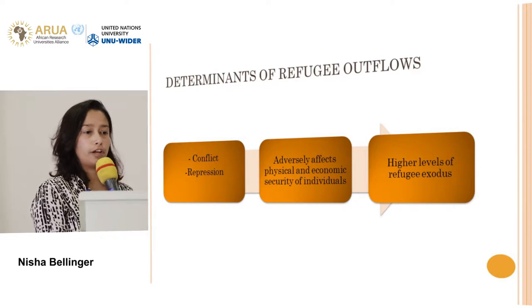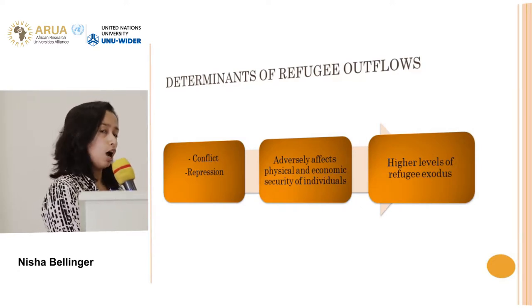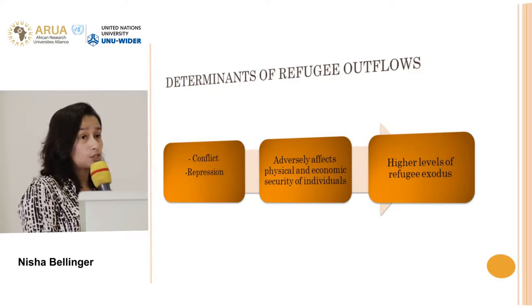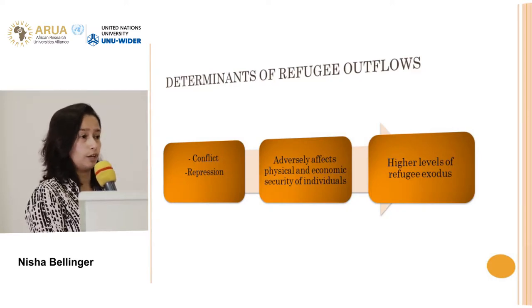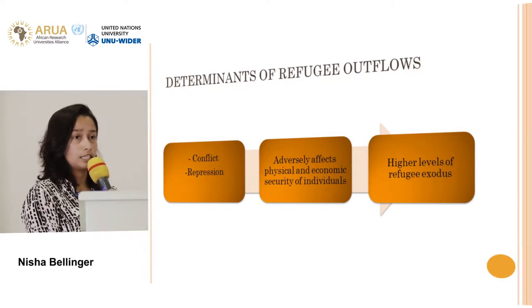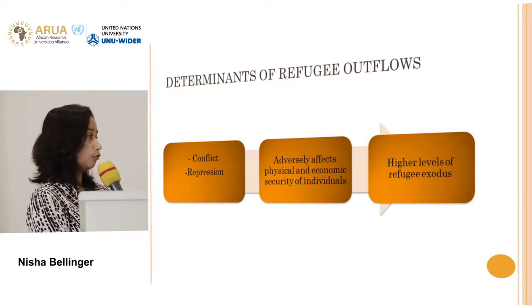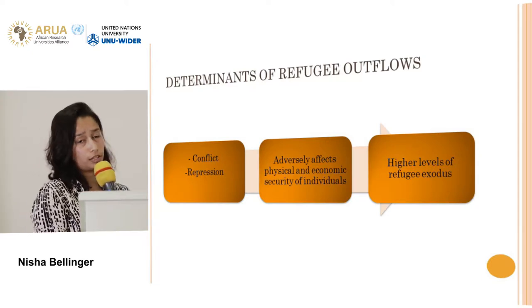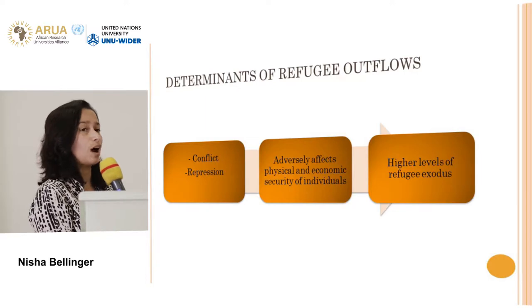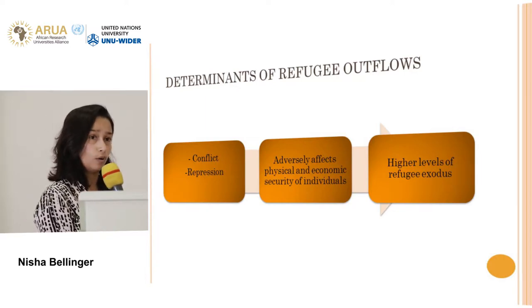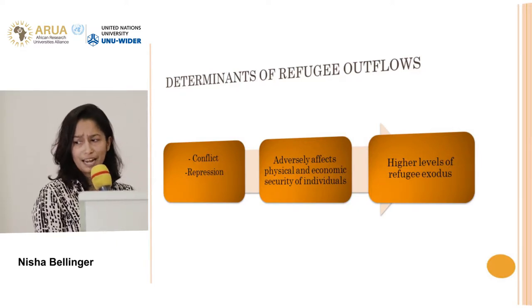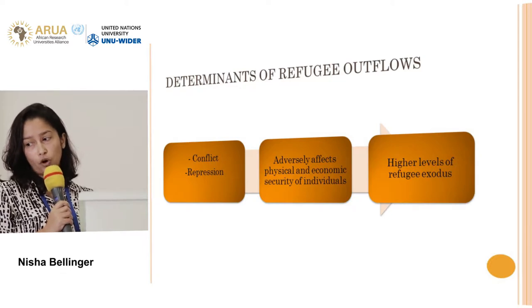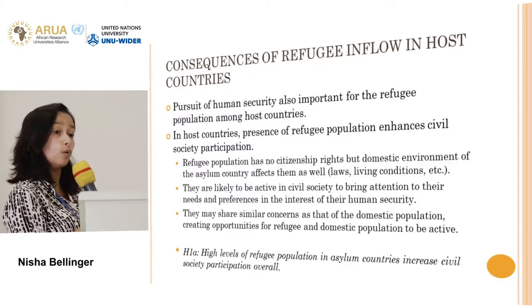Anecdotally, if we think about Syria, for instance, high levels of conflict, as well as state repression, where the most recent Amnesty International report documents human rights violations conducted by the regime on its citizens, that could account for the outflow of refugees that we see from that country. Of course, economists have also identified other factors that could play a role as to why people move from one country to another. But as I mentioned, I'm primarily looking at the consequences of refugee inflow in host countries here.